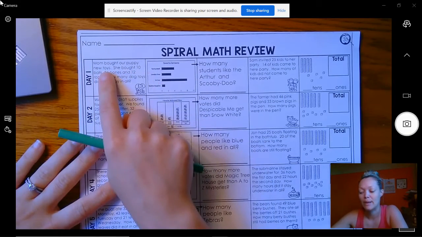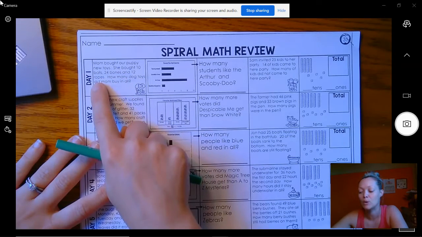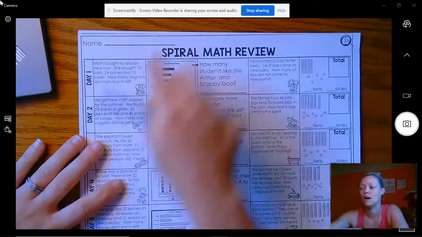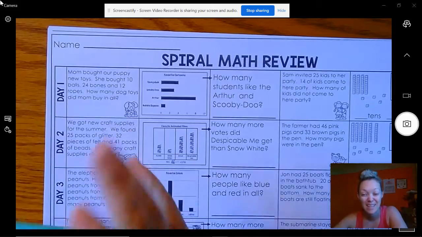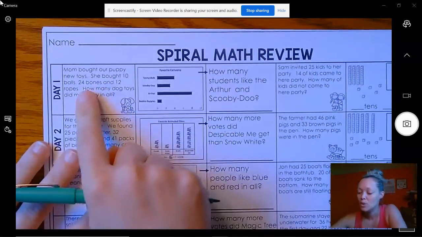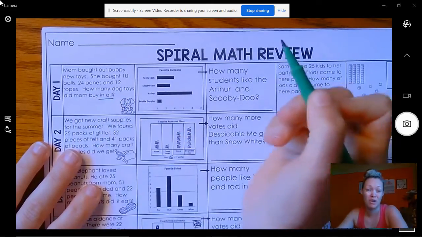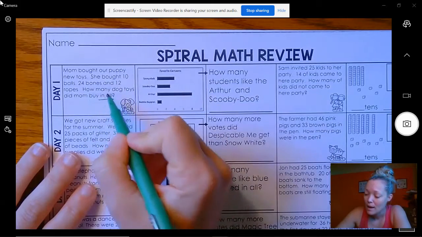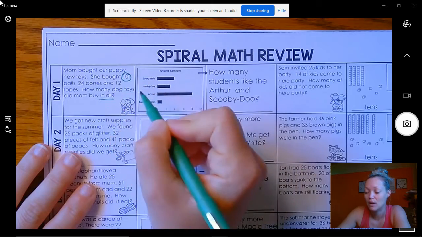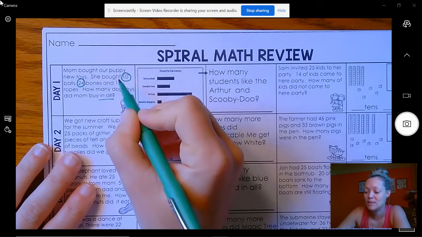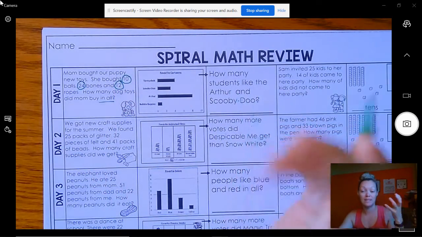Mom bought our puppy new toys. She bought 10 balls, 24 bones, and 12 ropes. How many dog toys did Mom buy in all? So here we have a word problem. We're going to want to keep track of the important information. So the question we're trying to figure out is how many dog toys does Mom buy in all? Important to know she bought 10 balls, 24 bones, and 12 ropes. So we want to know how many toys that is all together.